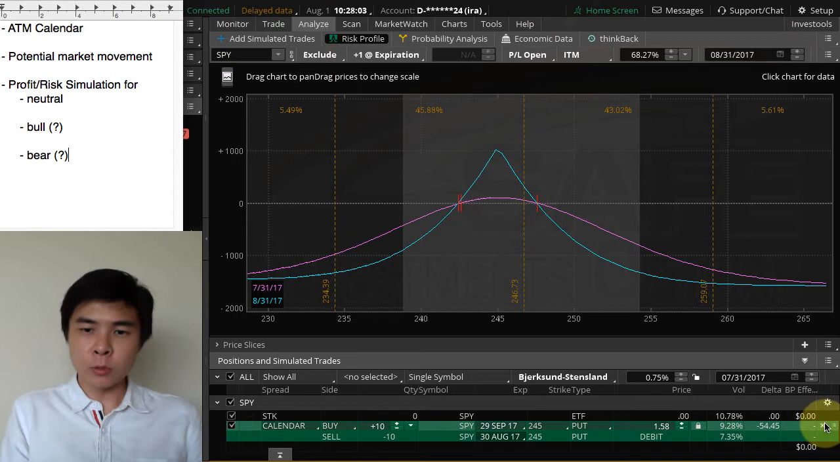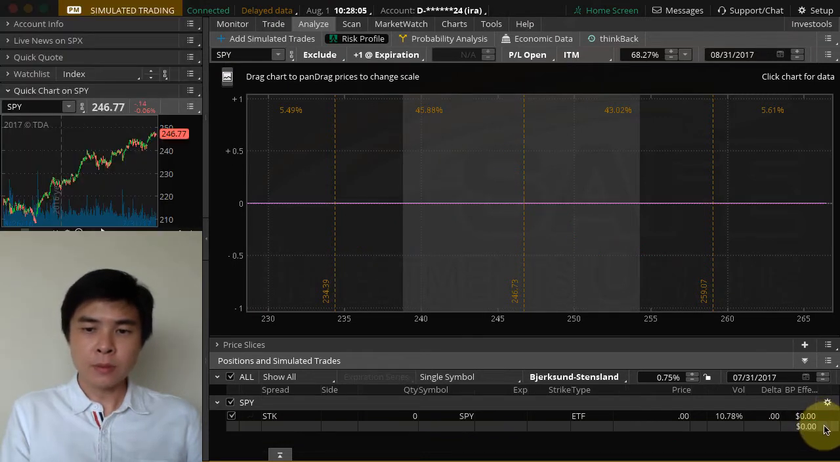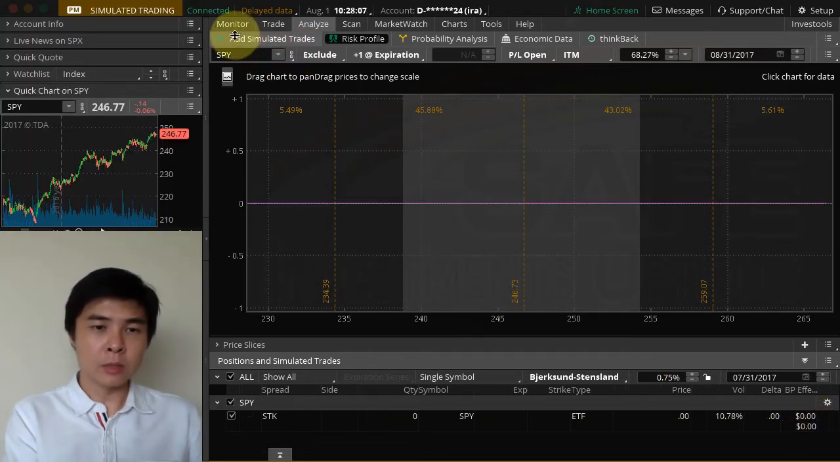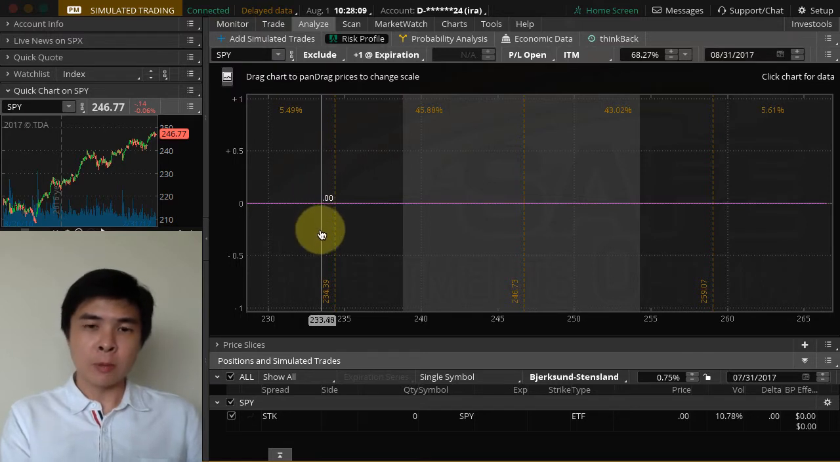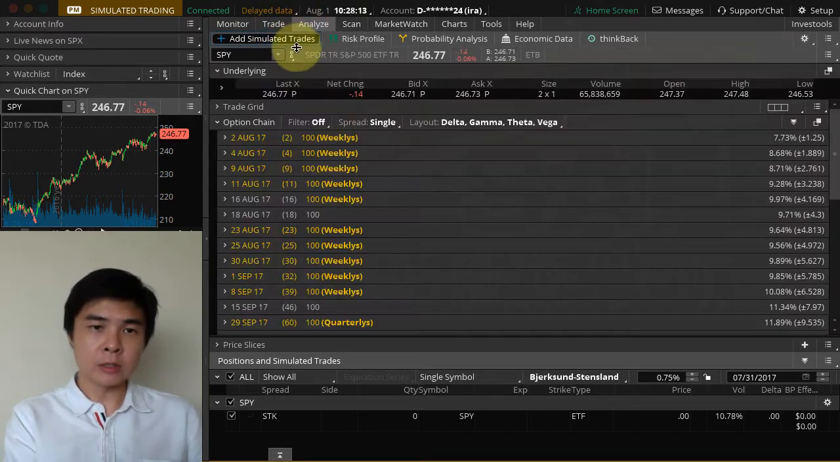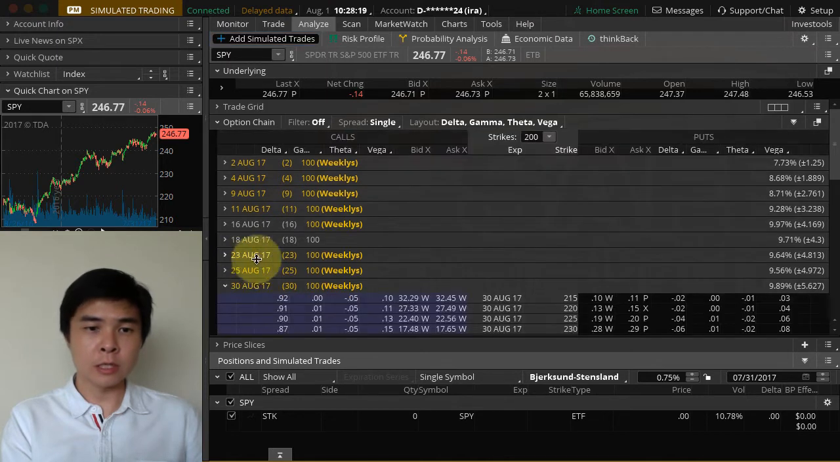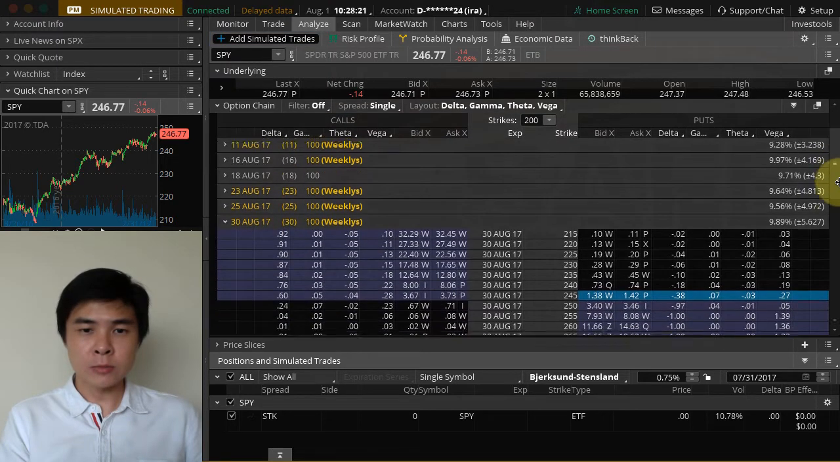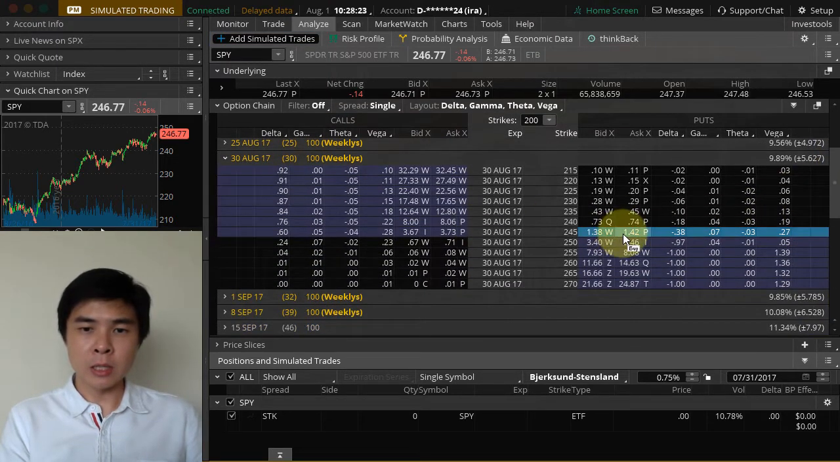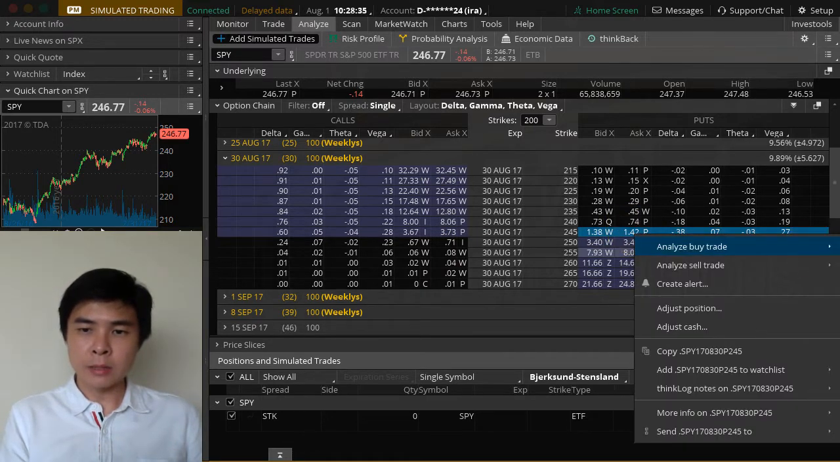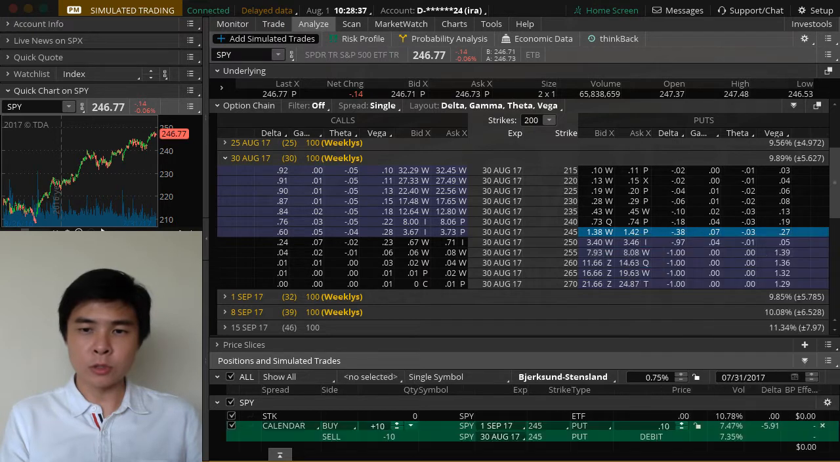So I'm going to delete this away, and the trade that my friend entered was in SPY. So I'm going to simulate a trade and go to 30 days. He chose a 30 days calendar spread, an at the money calendar spread. So I'm going to right click on this, analyze and buy a calendar, which is not shown here, but this is how the trade looks like.